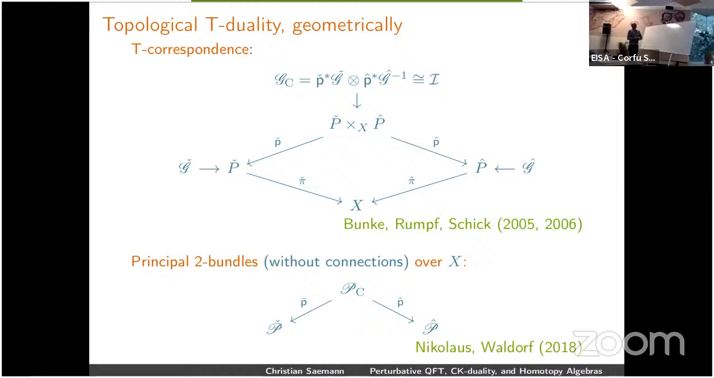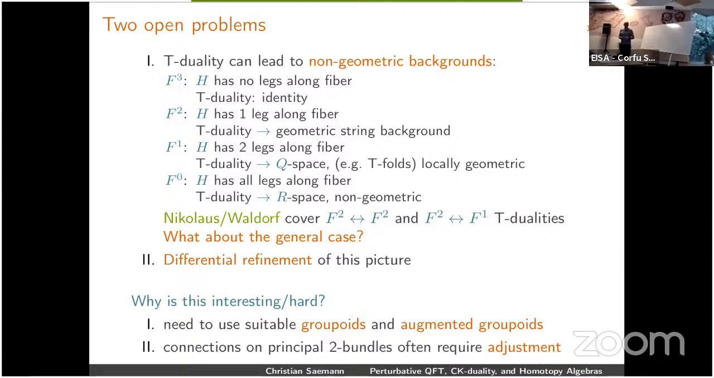Okay, so there are two open problems that arise, or two questions from their construction that you would immediately ask. First of all, as I already mentioned in the introduction, T-duality can lead to non-geometric backgrounds. Backgrounds that are described in terms of non-commutative geometry, some are described in terms of non-associative geometry. And you usually classify these backgrounds by, roughly speaking, how many legs your H field has along the fiber direction. And if there's no leg, T-duality doesn't do anything. If H has one leg, then you get another geometric string background from a geometric string background.